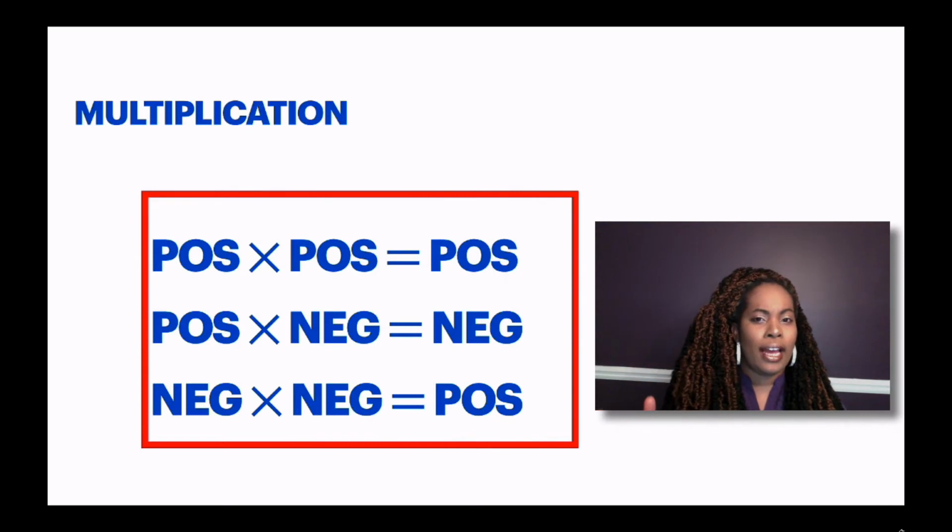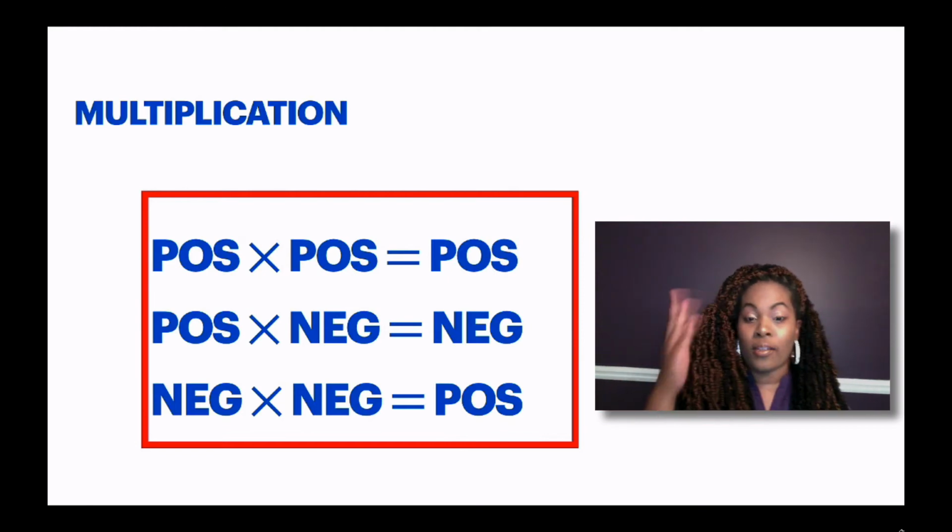Whenever you're multiplying, a positive times a positive is always a positive. And then a positive times a negative is always a negative. And then, like I just told you, a negative times a negative, that's always positive. But guess what, guys? This doesn't just apply to integers. It applies to all numbers. And when I say all numbers, I'm talking about fractions, mixed numbers, decimals, all of that.